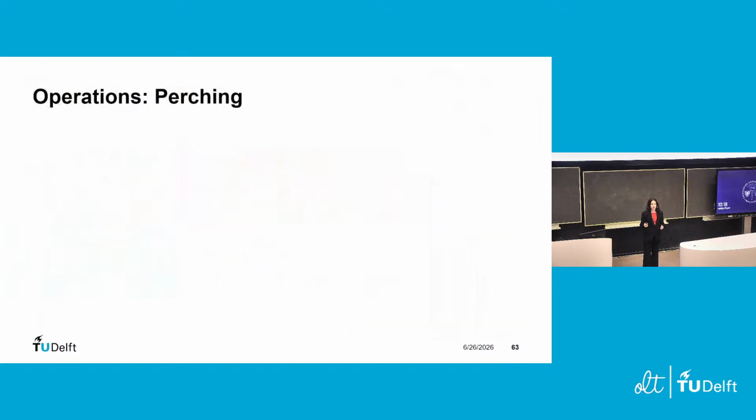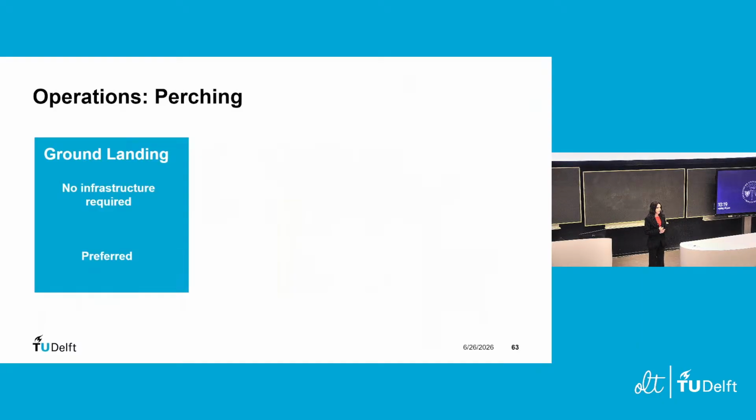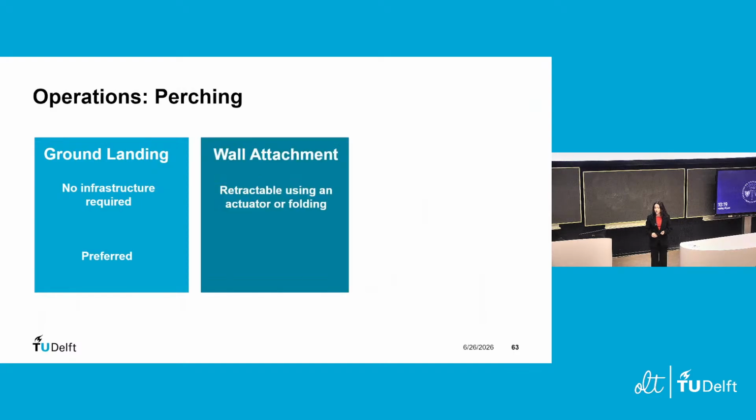Now, on to perching. This was one of our main challenges, as not all nacelles are the same, the inside is never the same, so we can't come up with a single solution for everything. So we proposed 3 solutions. The best one would be for the drone to land on the ground, if there's available space, as no extra infrastructure would be required. But this is not always possible, as it can be a very cluttered space. So our second solution would be a wall attachment.